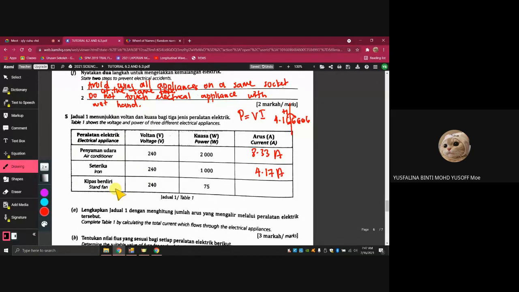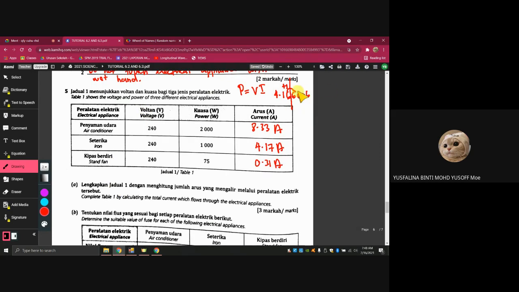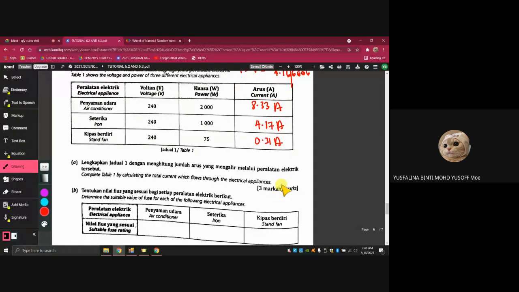So the next one is 8.33. Okay. So 75. Are you sure 8.33? 0.31. Okay, correct. So this one is 0.31 ampere. Make sure you round off. If 2 decimal points, you have to round off. And make sure if the answer gives you more than 1 decimal point, you have to take until 2 decimal points. Right. Very good.